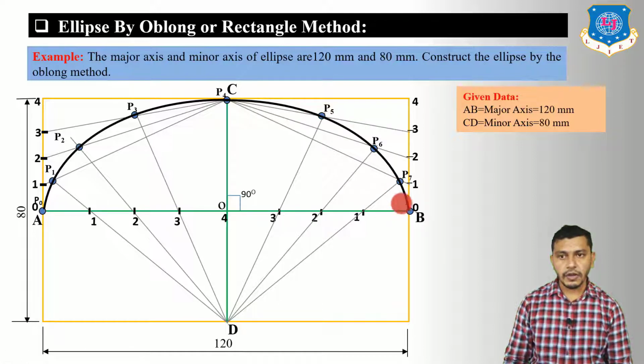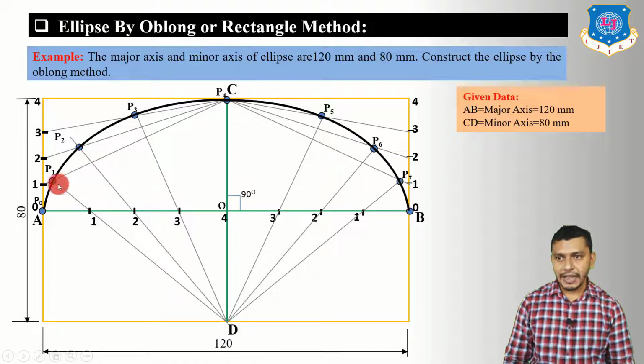Now we have to draw the curve of the ellipse in the second part also, or in this bottom part also. So you can apply the same method that we have applied in the first half in the second half also. But if you don't want to apply the same method, then we can also use one logic. So what will be that logic? For that, we have to draw lines parallel to the minor axis, that is CD, from P1, P2, P3, P4, P5, P6, P7.